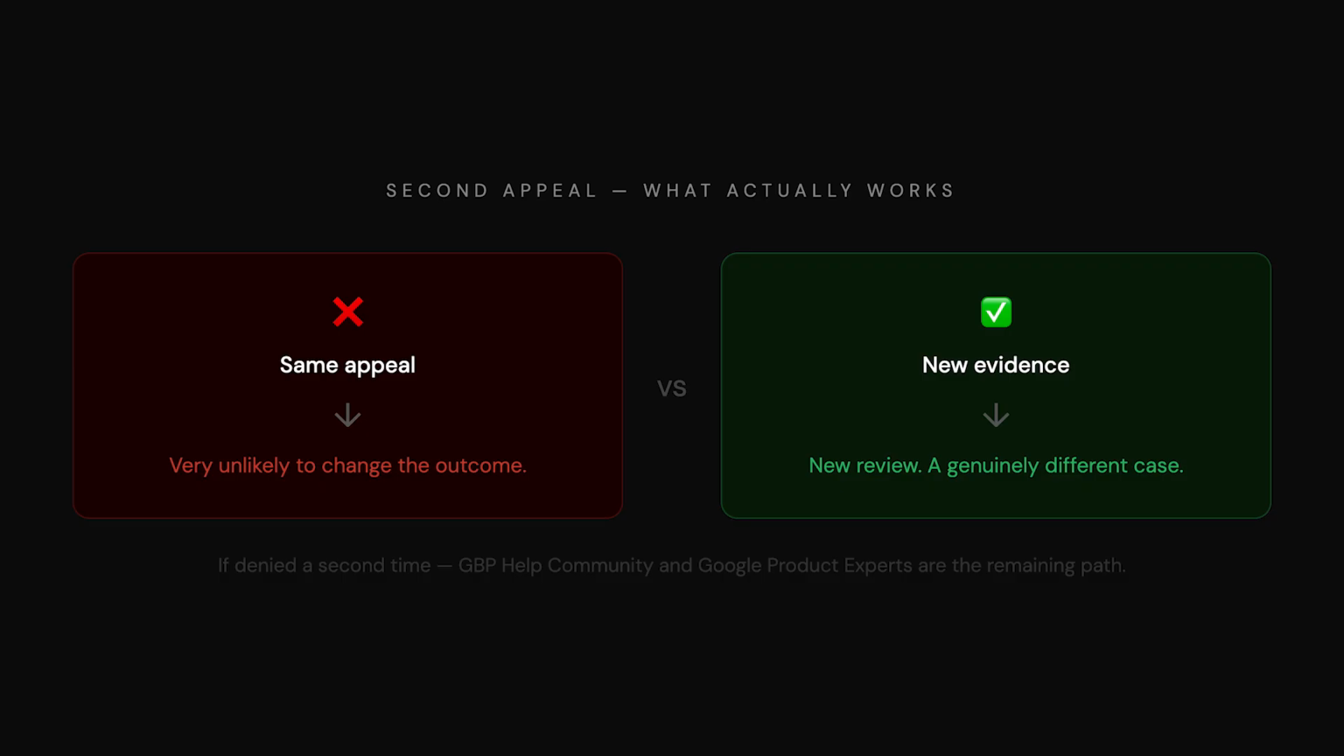Submitting the same documents and the same explanation as your first appeal is very unlikely to change the outcome. If the second appeal is also denied, the standard tools might be exhausted. And at that point, the GBP help community and Google product experts become your remaining path. It's a longer route, but it exists. You can still get reinstated. But this is exactly why this entire video exists, to make sure you don't waste either of your appeal opportunities getting to that point.